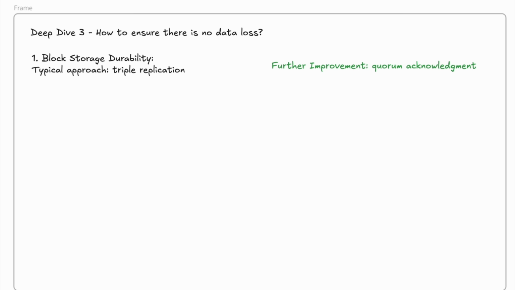Some systems use erasure coding to reduce storage overhead. But for our use case with petabyte scale and single region deployment, triple replication is the sweet spot. It's fast, simple, and resilient.